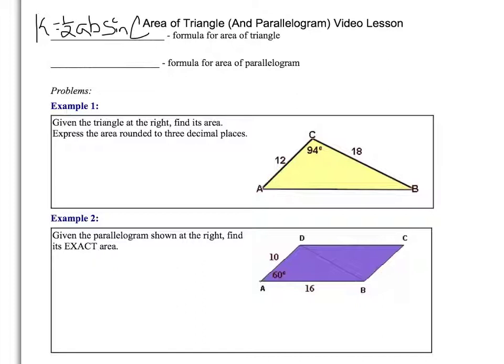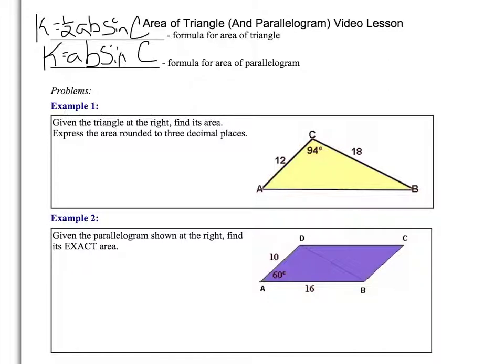The formula for the area of a parallelogram, however, is not. But the only thing you have to remember is that a parallelogram is made up of two triangles. So instead of the formula being 1/2 AB sine C, it's just AB sine C. Just drop the 1/2.